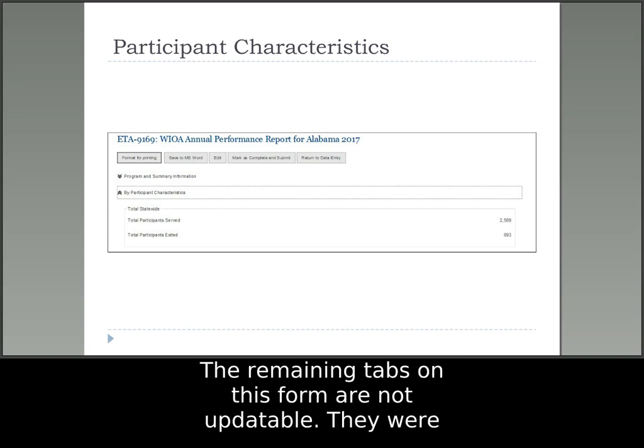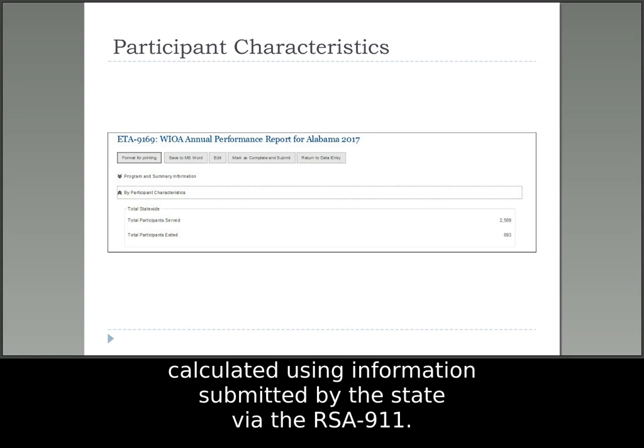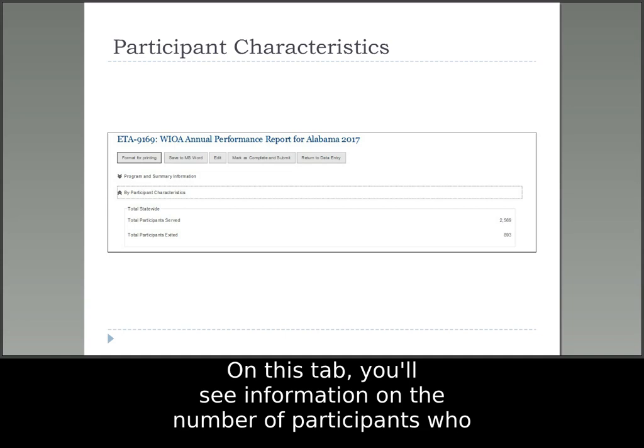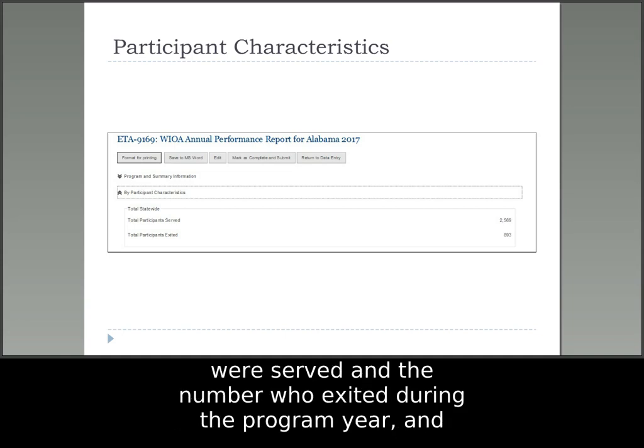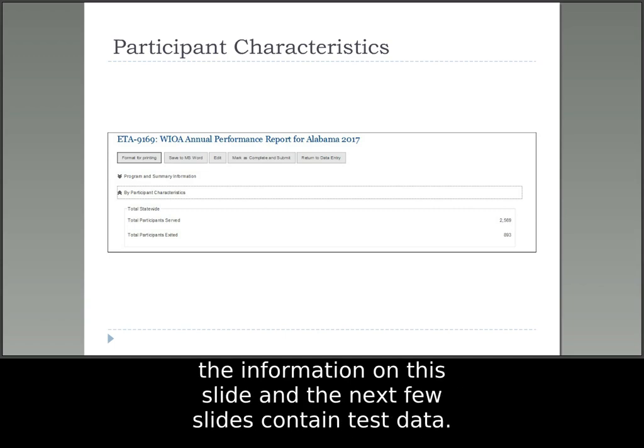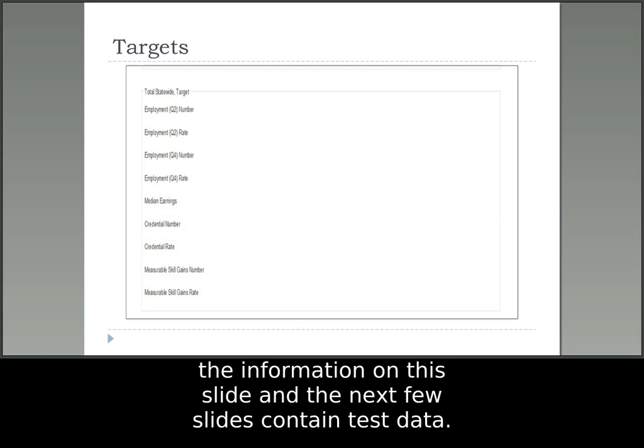The remaining tabs on this form are not updatable. They were calculated using information submitted by the state via the RSA 911. On this tab, you'll see information on the number of participants who were served and the number who exited during the program year. And the information on this slide and the next few slides contain test data.